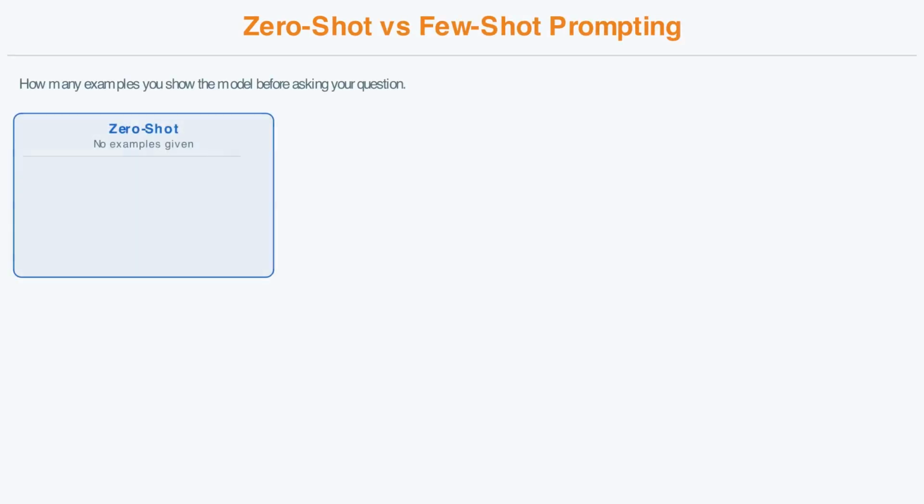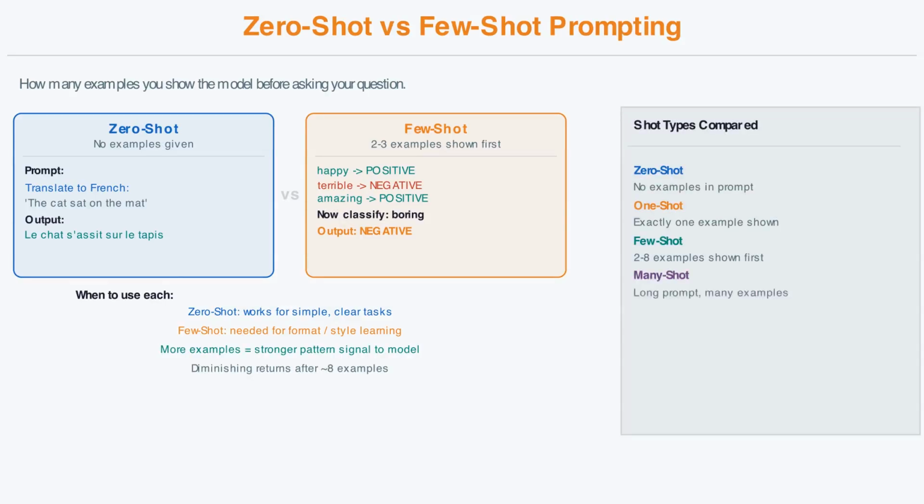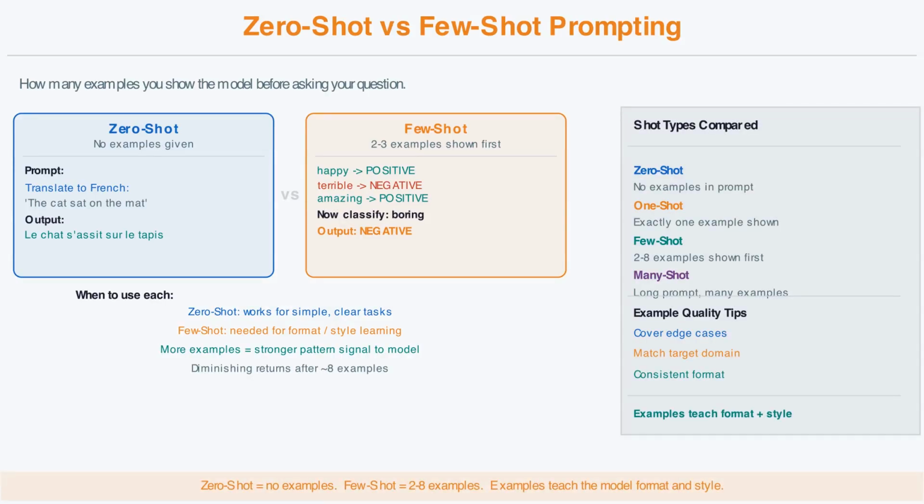One of the most important variables in a prompt is how many examples you provide before asking your actual question. This determines whether you are doing zero-shot, one-shot, or few-shot prompting. Zero-shot prompting means you give no examples. You simply ask the question directly. For many simple, well-defined tasks, translation, summarization, factual questions, zero-shot works well because the model has seen countless examples of these tasks during training.